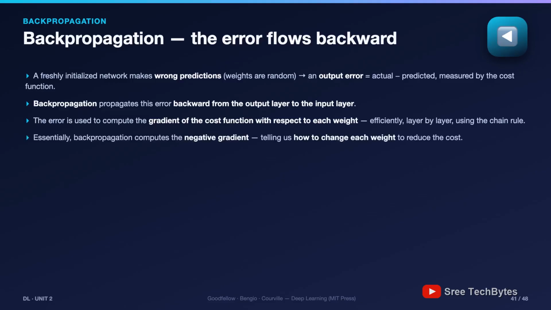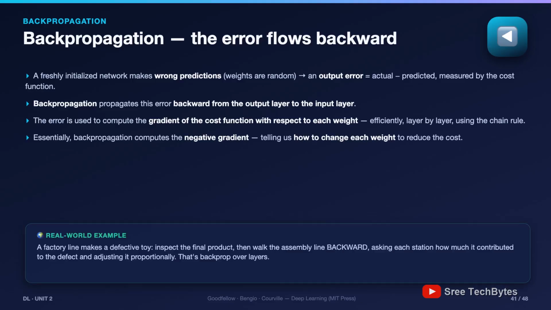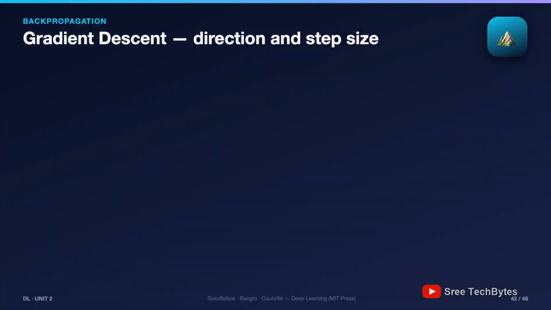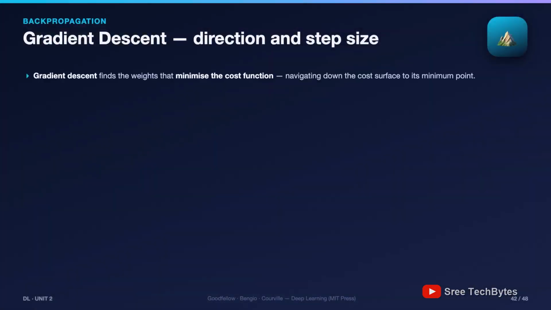My favorite picture: a factory line produces a defective toy. You inspect the final product, then walk the assembly line backward, asking each station, how much did you contribute to this defect, and adjusting each accordingly. One clarification: exams love this. Backpropagation is the gradient calculator. The actual learning rule using those gradients is gradient descent. Next slide.